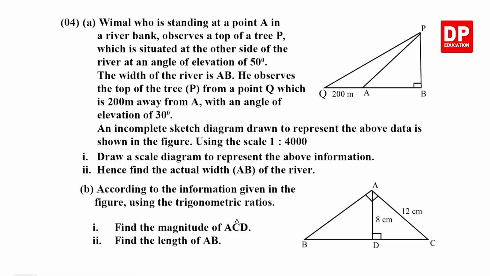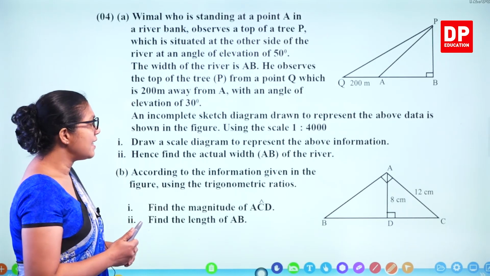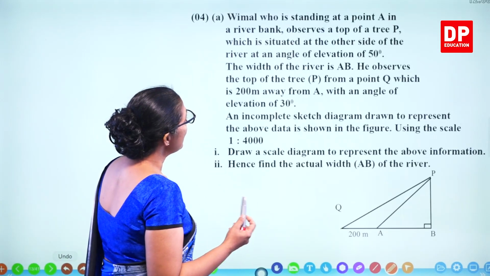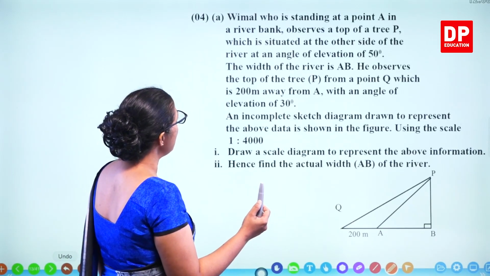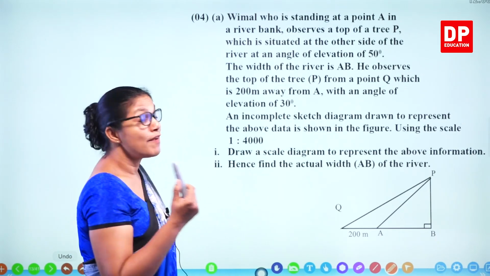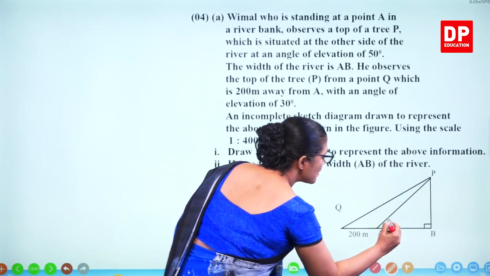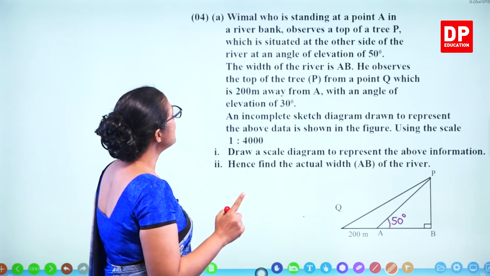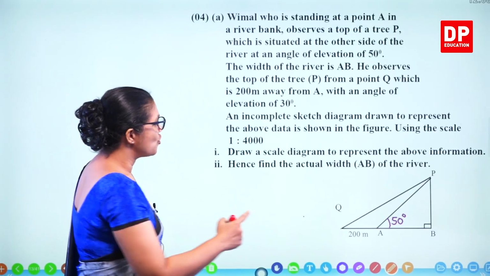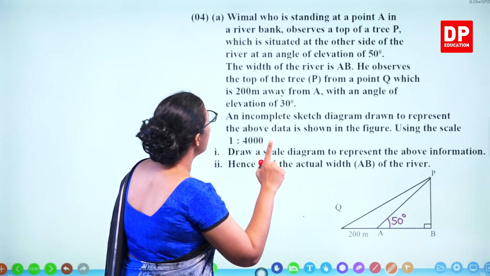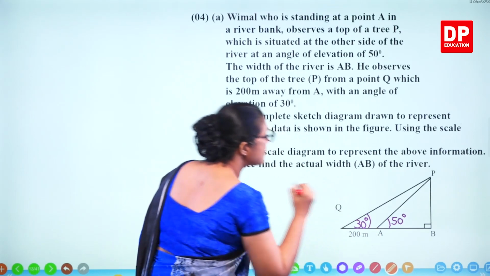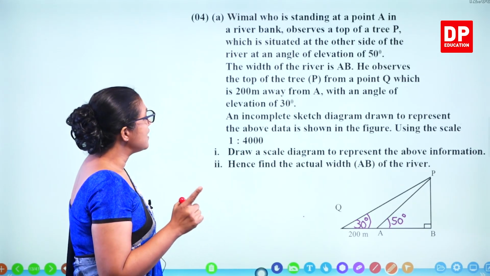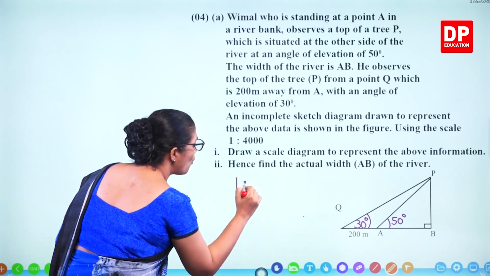Now you can try question number 4. This is about scale diagrams and finding lengths using trigonometric ratios. So we'll do step by step. Vimal, who is standing at a point A in a river bank, observes a top of a tree P, which is situated at the other side of the river at an angle of elevation 50 degrees. So that means this is 50. The width of the river is AB. He observes the top of the tree P from a point Q, which is 200 meters away from A, with an angle of elevation 30 degrees. So this is 30. An incomplete sketch diagram drawn to represent the above data is shown in the figure using the scale 1 to 4000.